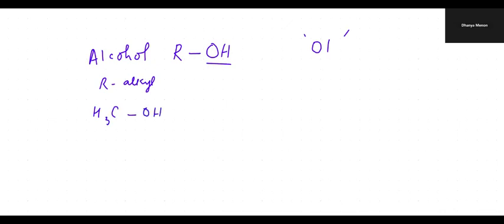Here there's only one carbon atom. So methane, 1-ol. Because O and E are coming near each other, I can remove this E: methan-1-ol. And because it's 1, you can ignore the 1 also, no problem.